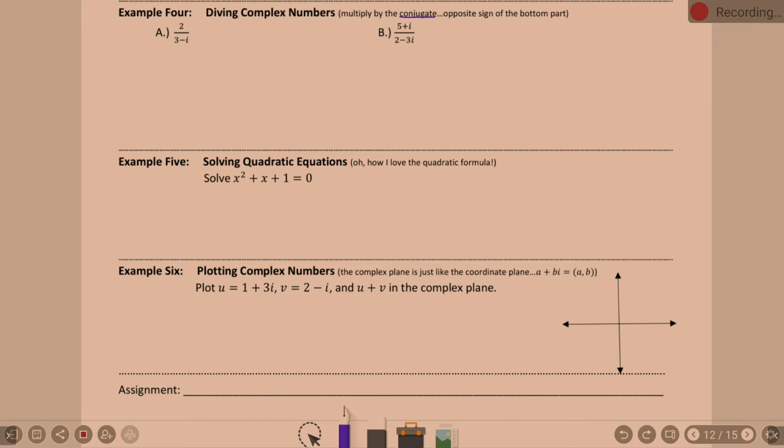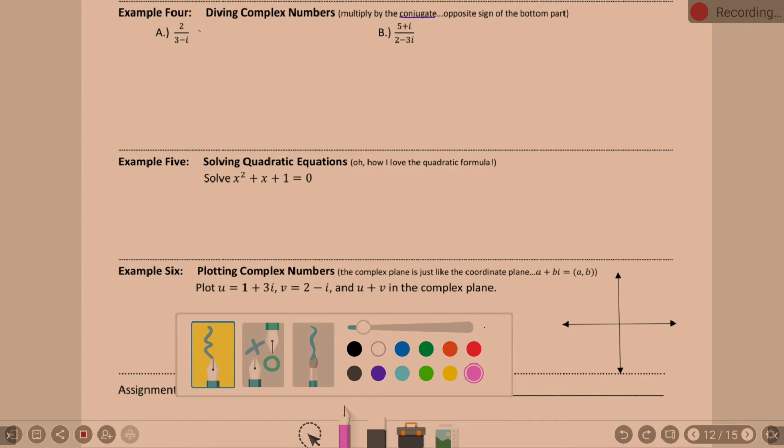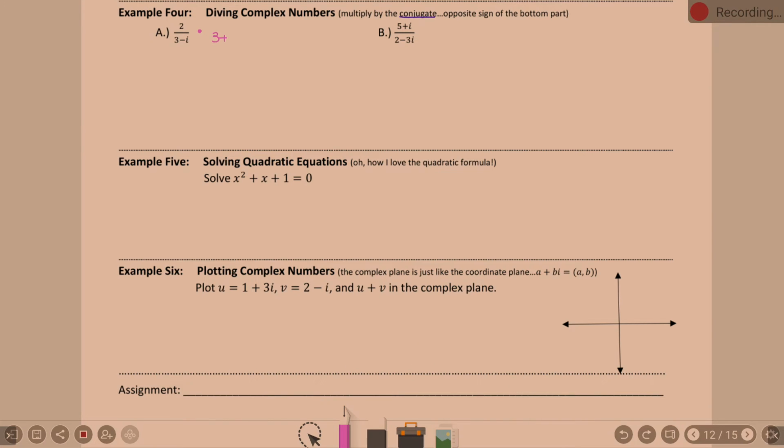If you guys recall, the rule is we're not allowed to leave a square root in the denominator. That means we're not allowed to leave an i in the denominator. So to get rid of that i when it's part of a difference, we're going to multiply by the conjugate. The conjugate of 3 minus i is 3 plus i. Generally, it's just changing that middle sign when we talk about conjugate. So we're going to multiply by 3 plus i. What I do in the denominator, we're going to do in the numerator.